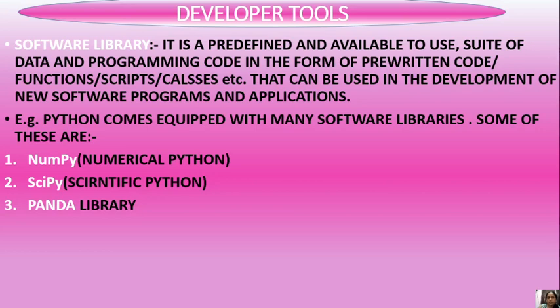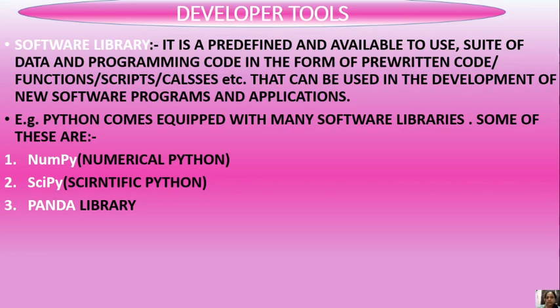Now the fourth type is developer tools. Under this there is a term, software library. It is a predefined suite of data and programming code, available to use, in the form of pre-written code, functions, scripts, classes, etc. that can be used in the development of new software programs and applications. Here are some examples.